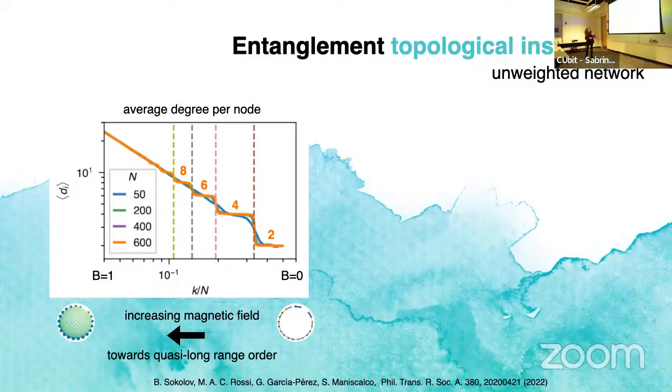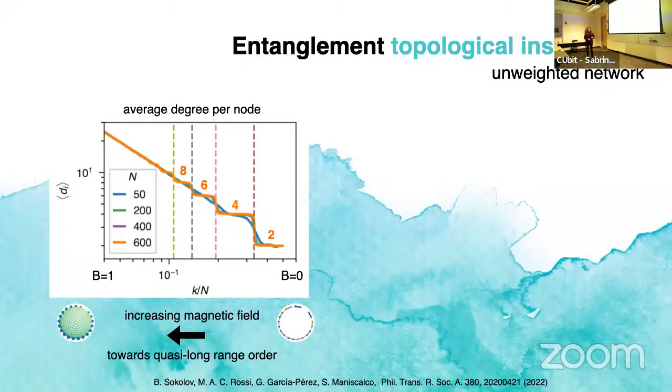You see clear transition points for the magnetic field in which I go from, what does it mean, degree 2? Degree 2 means that each node has 2 connections. Degree 4 means that each node has 4 links, so 4 connections, then 6 and 8 and so on. So as you go towards this quasi-long range order in the entanglement, you see that the type of links jump from 2 to 4 to 6 to 8. So you have 2-body, 4-body, 6-body, and 8-body. Why do I talk about that? This is a topological feature really of the system.